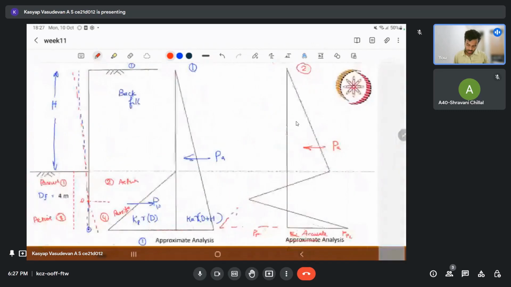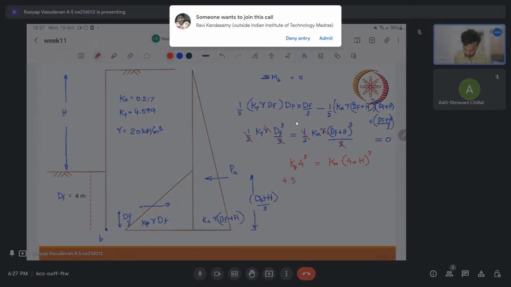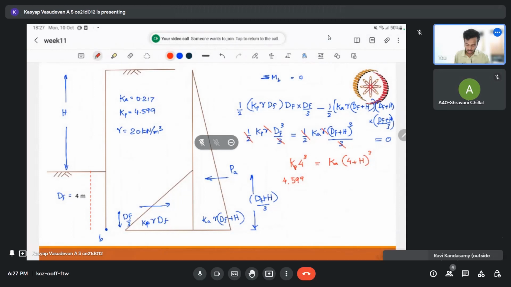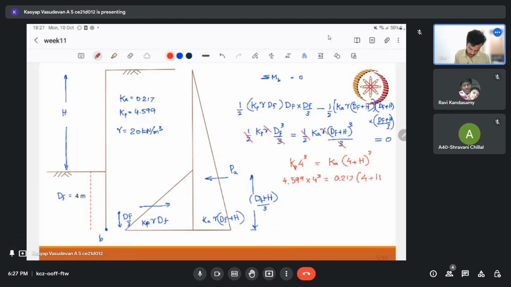We know Kp and Ka, and if we substitute that, we can directly arrive at h. Sometimes h may not be given, and we will have to arrive at the embedment Df. In whichever case we can solve this. So this will be 4.599 into 4 cubed, and this will be equal to 0.217 into (4 plus h) whole cubed. If you solve this, we can solve for h. h will be equal to 7.07.